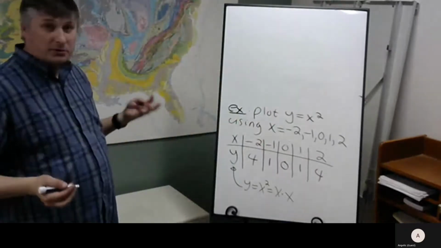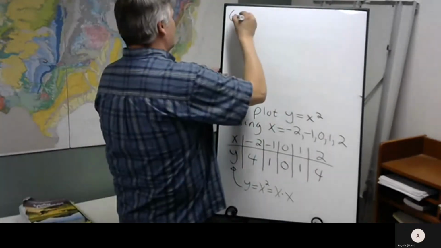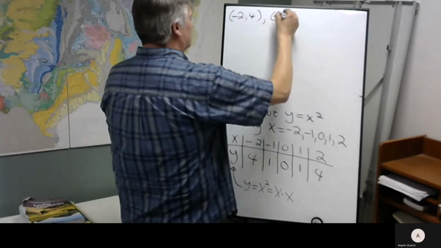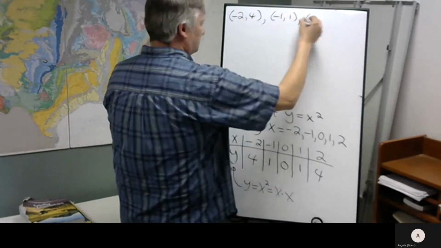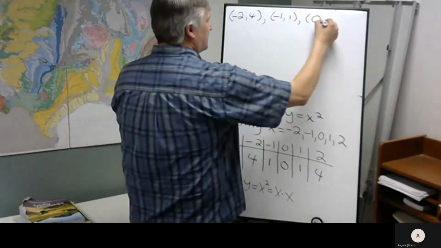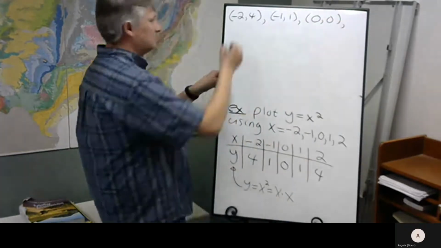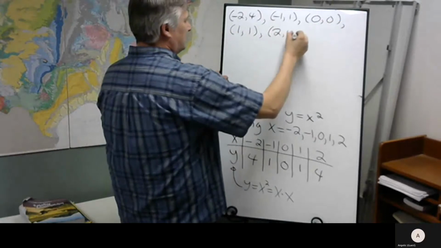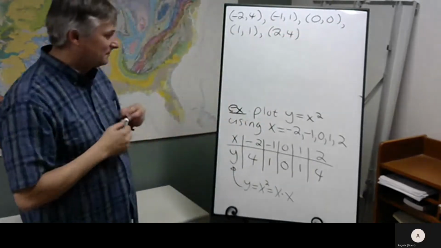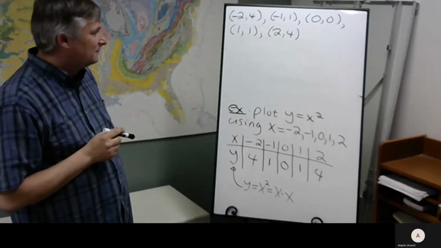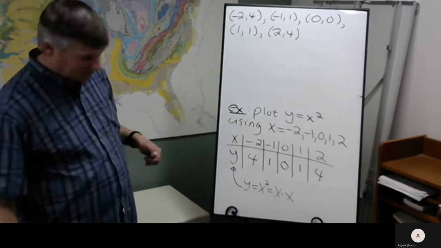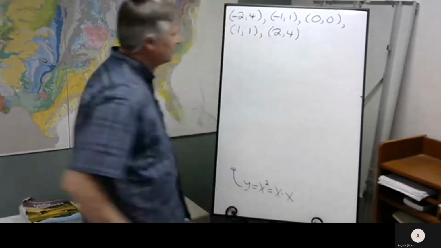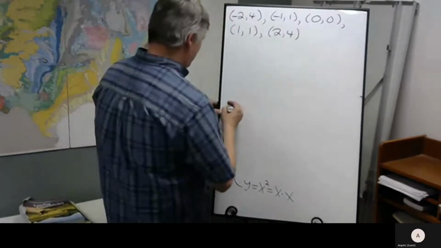So that means our ordered pairs are -2, 4; -1, 1; 0, 0; 1, 1; and 2, 4. So now we're going to graph these.